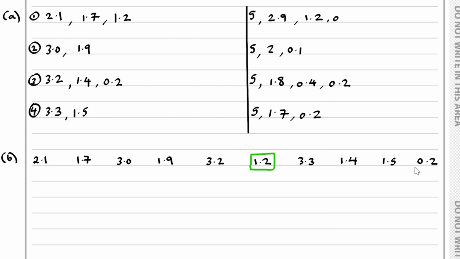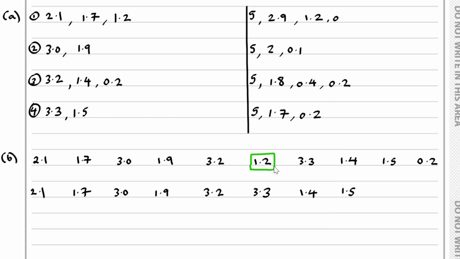We then compare all these numbers with the 1.2. Anything that's bigger than the 1.2, we write to the left. Anything that's smaller than the 1.2, we write to the right of the 1.2. So 2.1, that's bigger than 1.2. 1.7, that's bigger than 1.2. 3.0, bigger. 1.9, bigger. 3.2, bigger. 3.3, bigger. 1.4, bigger. 1.5, bigger.